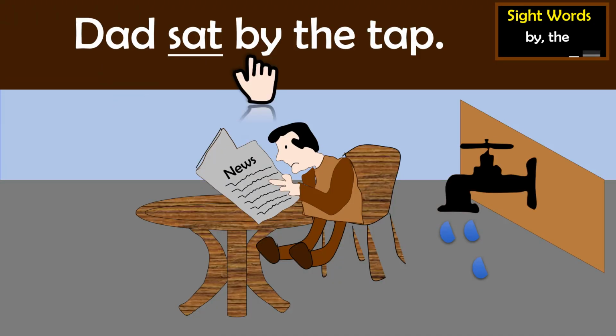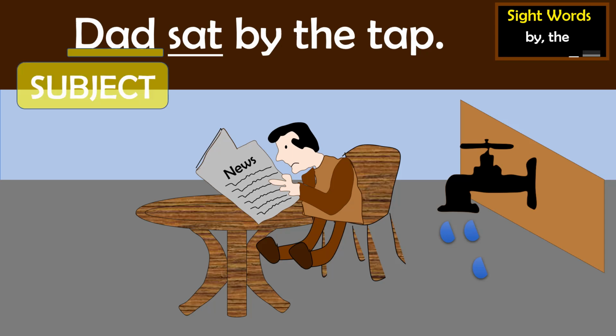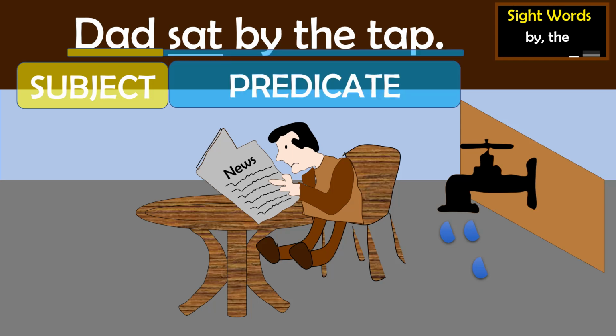Dad sat by the tap. In this sentence, who are we talking about? Dad. Dad is the subject. And what did Dad do? Sat by the tap. This is the predicate. Note that sat is the verb in this sentence.